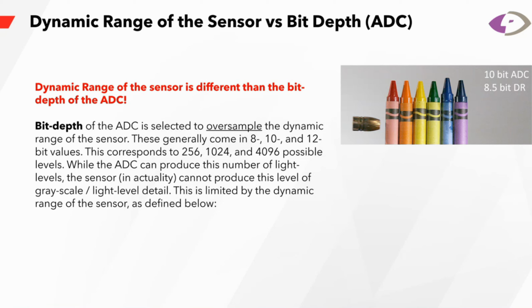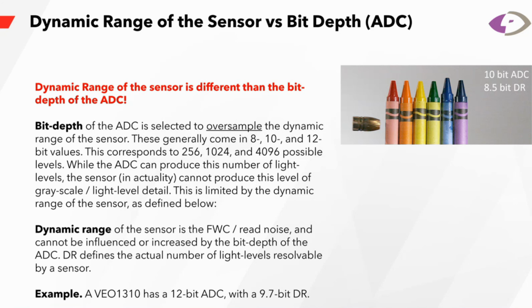While the ADC can produce this number of light levels per pixel, the sensor in actuality cannot produce this level of grayscale detail. This is going to be limited by the dynamic range of your sensor, as defined below. It's going to be your full well capacity, which is the total number of electrons that you can fit on a pixel before it saturates, divided by the minimum noise level on your sensor, which is your read noise. This is going to define how many light levels you can actually see and resolve during your test.